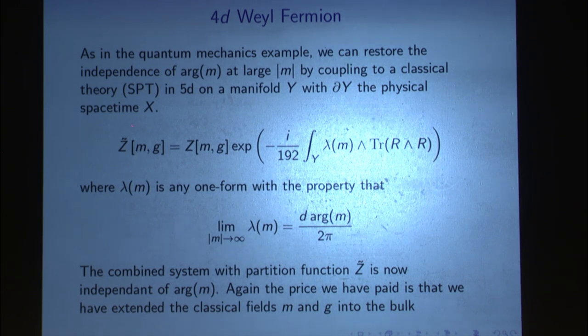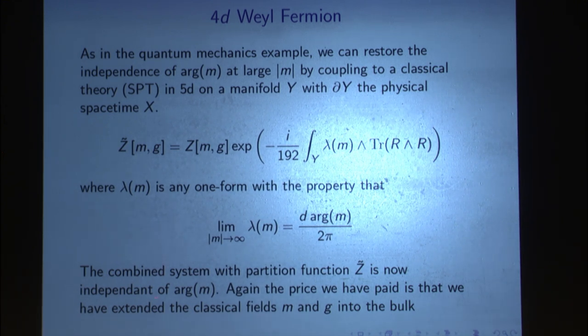So we're going to extend. We have a 5-manifold Y, and the boundary of Y is the physical spacetime. We're going to extend all the classical fields into the bulk. So we extend the metric into Y, and we extend the mass into Y. And we define a new partition function, in which the dynamical degrees of freedom are all the same as before. So all the dynamics is in the four dimensions. But now there's this extra classical contribution. It depends on the mass. And here, lambda of m is some one-form with this property.